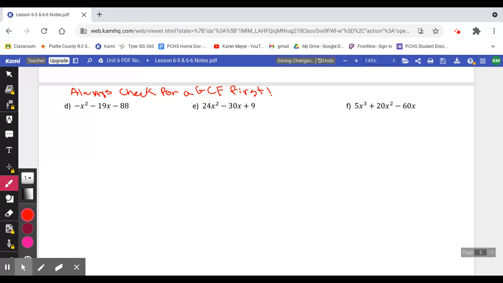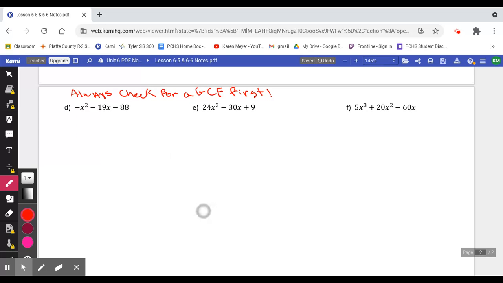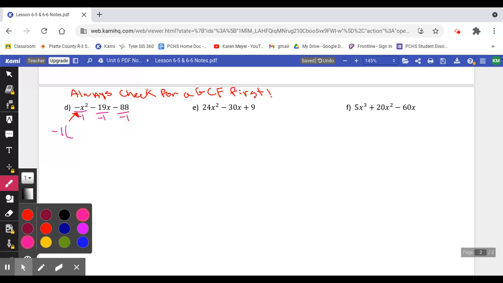Okay, so if we look at D, does everybody notice that on D we start with the negative? Okay, you are not allowed to start with a negative. So that means we're automatically going to take a negative out for our GCF. And then they don't have anything else in common except for a -1. So if I divide each thing by -1, that just goes through and switches the signs to positive x squared, positive 19x plus 88.